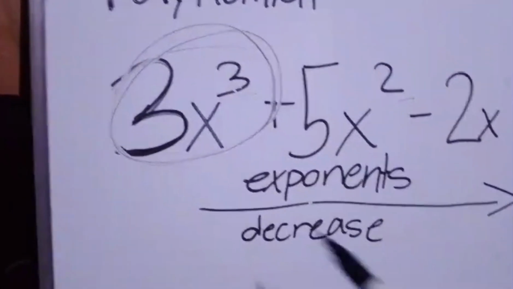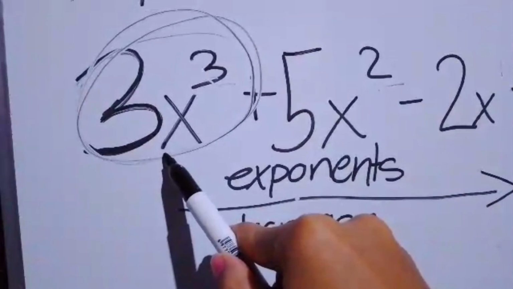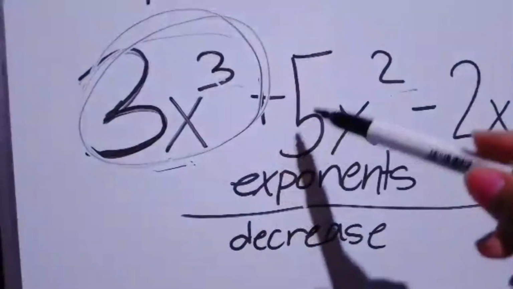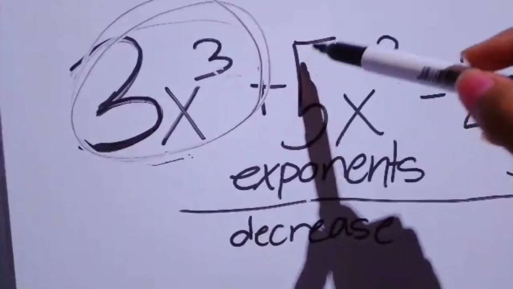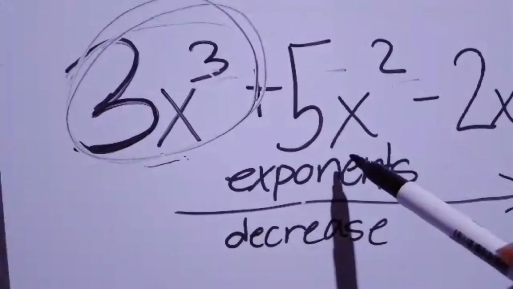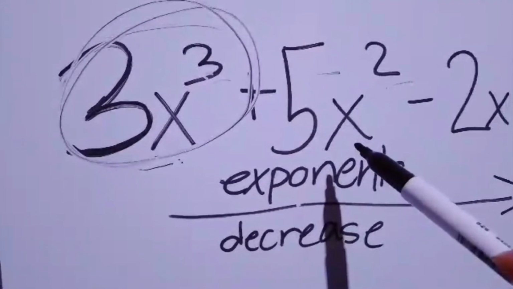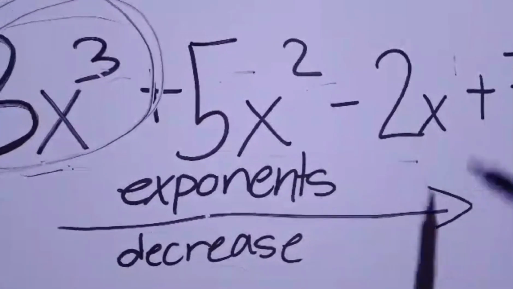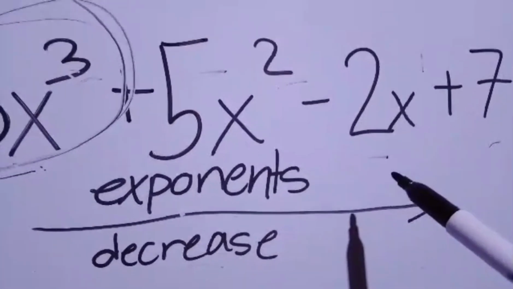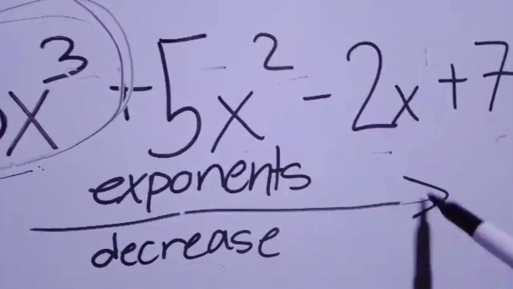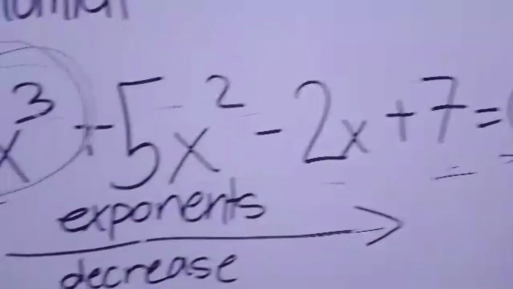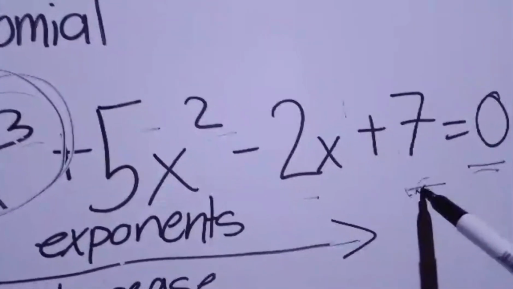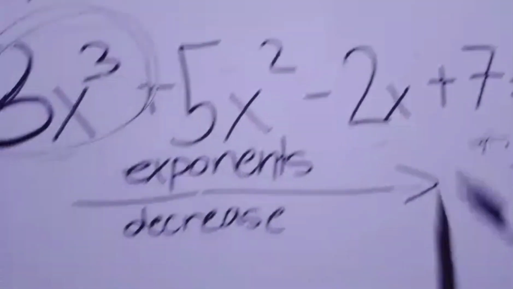This is the highest power present. The second is the second degree polynomial or the quadratic polynomial. The third one is the third degree polynomial or cubic polynomial. And so on, we can say that this is the nth degree of the polynomial.